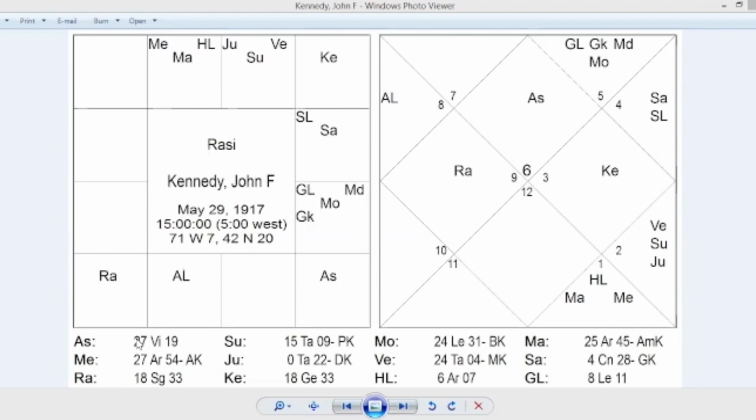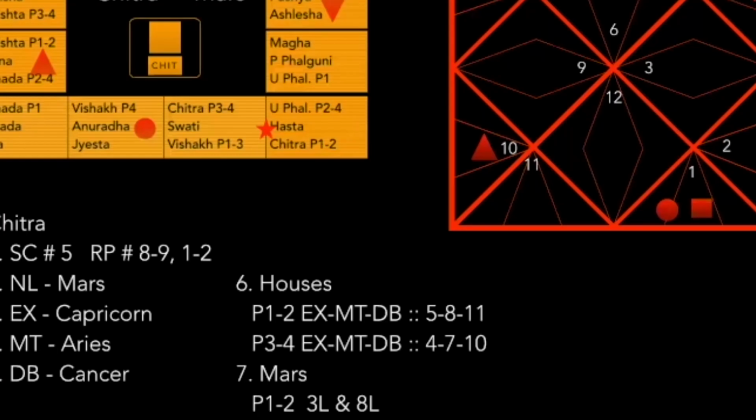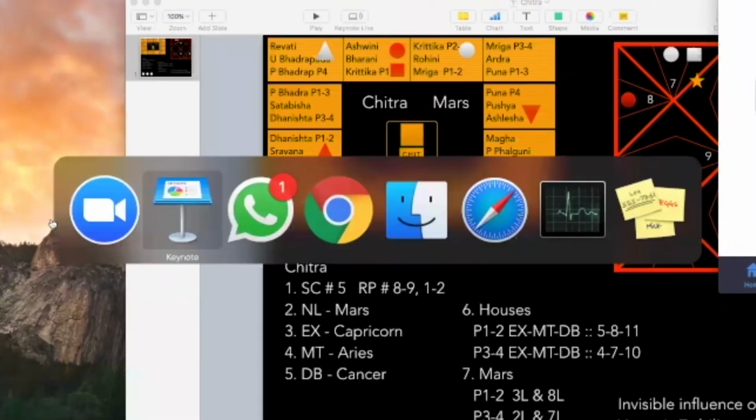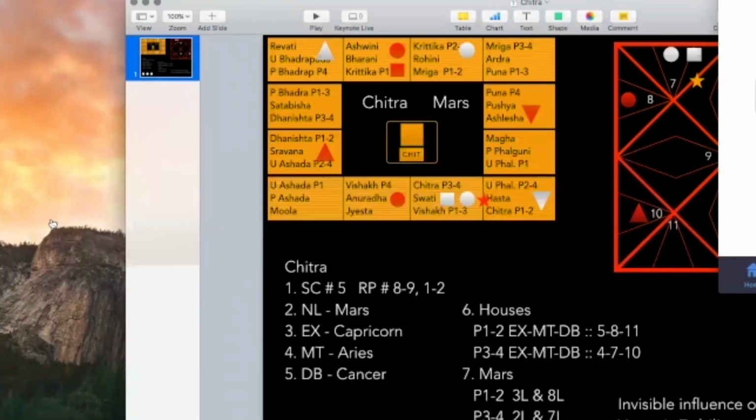Yeah, so, Dr. Pai, can you share the screen? Let me stop this. So far what I've shared is the Pai Paddhati with Chitra, but the great thing with Chitra again is the thing which we all end up missing. Just give me a minute, let's see.